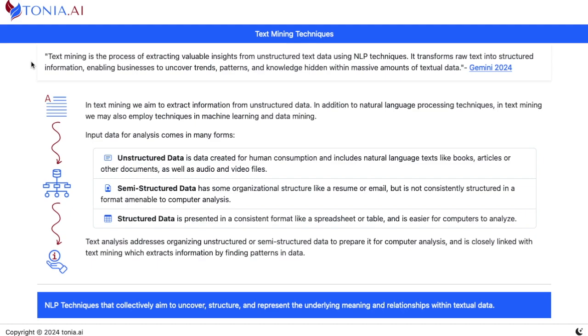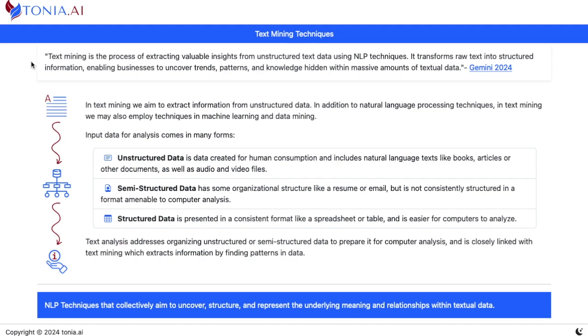When we have unstructured text like we would see in books or articles, then we need to apply some text mining techniques. And with semi-structured data that's somewhere in between, we probably need a combination of text mining techniques and data mining techniques. And of course, after we have performed some analysis on our unstructured data to put it in a format that is more structured, we can then apply further techniques for data mining on that newly structured data.